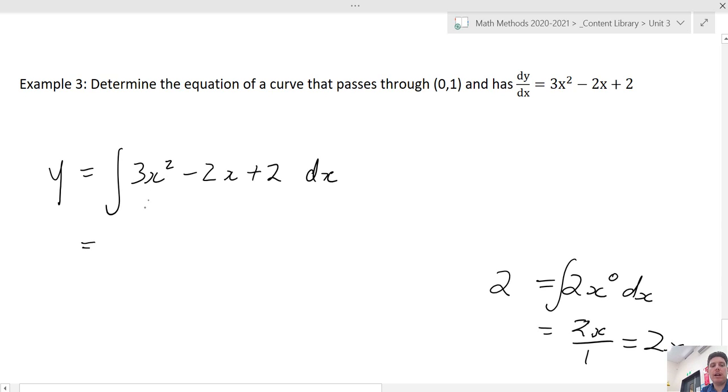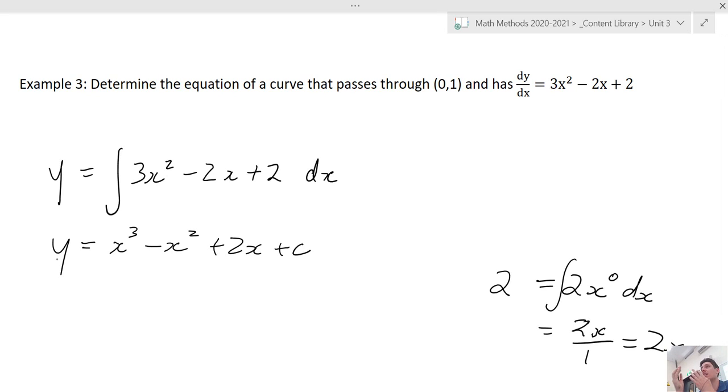Okay, so 3x squared becomes 3x cubed over 3, which is x cubed. Negative 2x becomes negative x squared. So we added 1 to the power divided by 2. And 2x, I just explained, becomes 2x. And we need plus c at the end. Don't forget the plus c.